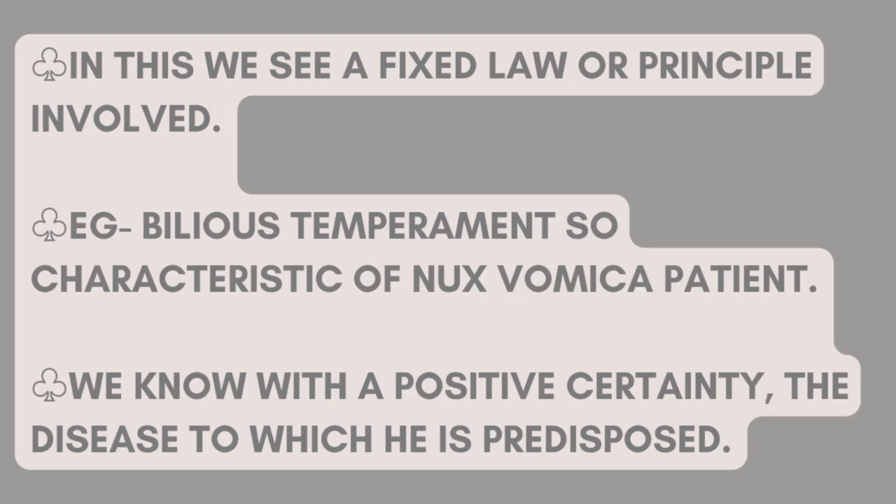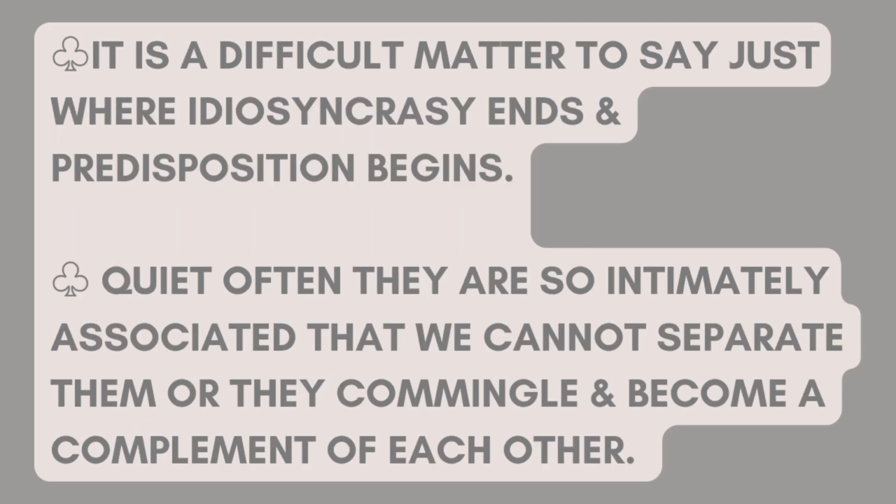In this, we see a fixed law or principle involved. Example, bilious temperament so characteristic of the Natrum muriaticum patient. We know with a positive certainty the disease to which he is predisposed. It is a difficult matter to say just where idiosyncrasy ends and predisposition begins.